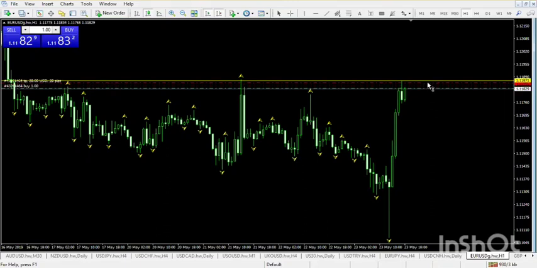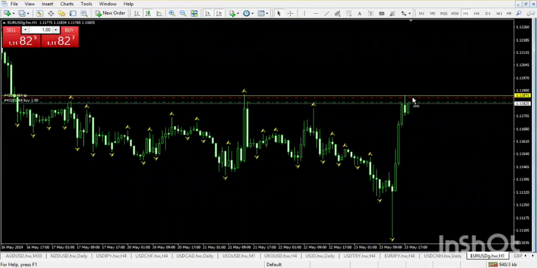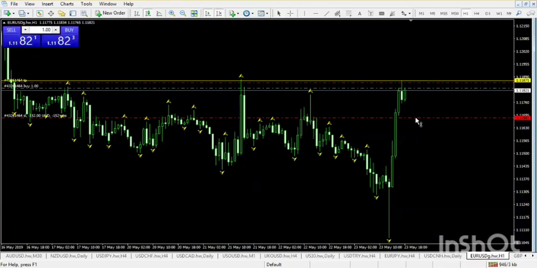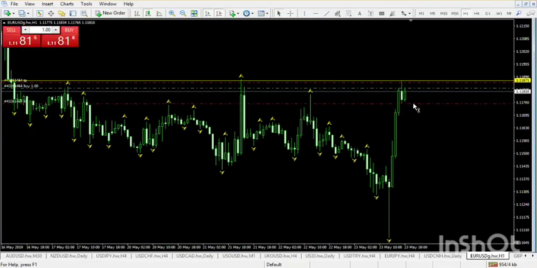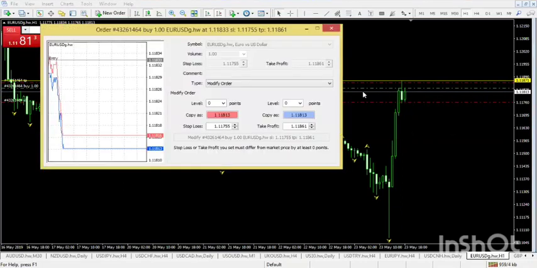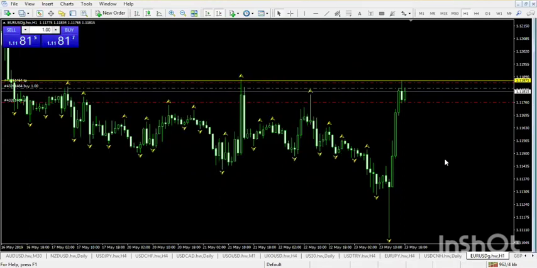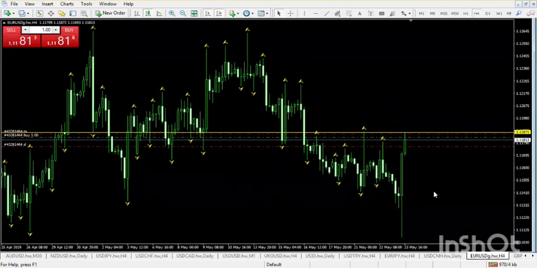I will put my take profit before this pivot because of this spread. And I will put my stop loss where the price is going to open this shadow from here. I think I should put it a little bit lower. So that was my order. And this is my first take profit.